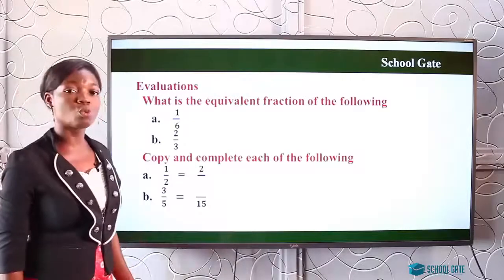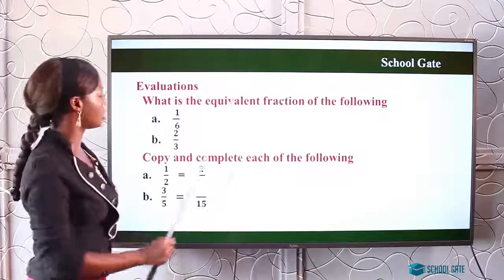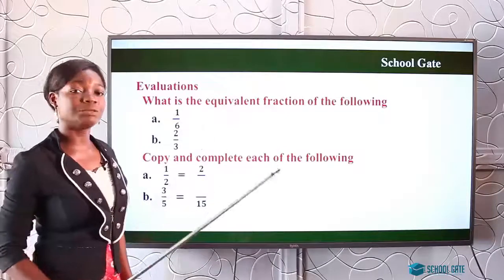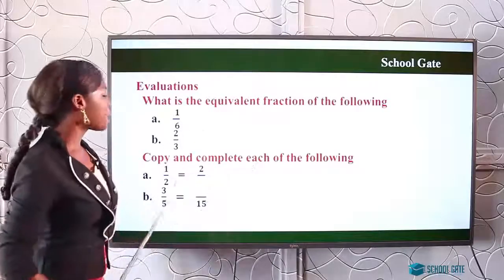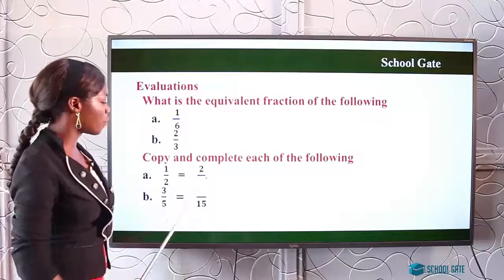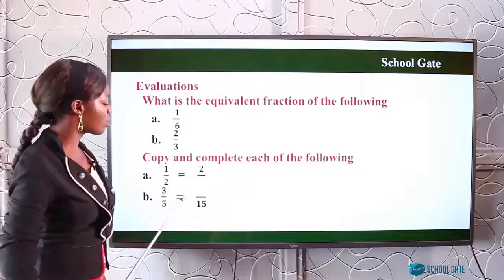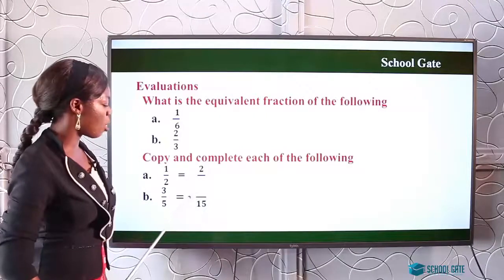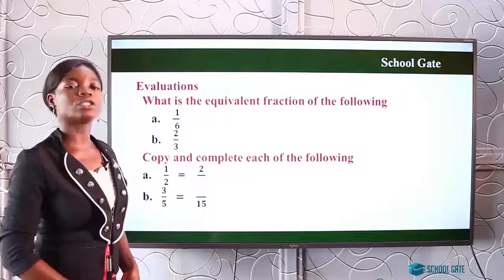Okay? Our evaluations. Let's see if we understood what we were taught today. What is the equivalent fraction of the following? 1 over 6. You can use either the multiplication or the division method. Okay? 2 over 3. Copy and complete each of the following. 1 over 2 equals 2 over, we are asked to find the missing number here. 3 over 5 equals unknown over 15. We are asked to find the missing number here. I'm going to give us a few minutes to do these evaluations.